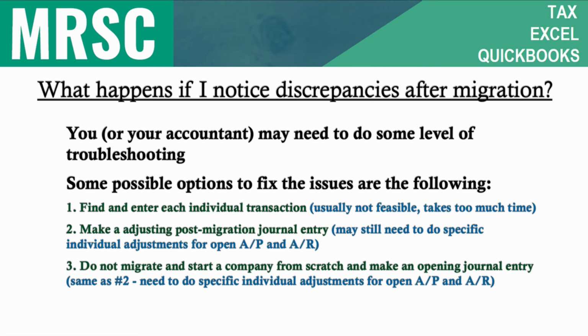Now, the third option is essentially not to do the migration, not to bother with it, and just start off your company from scratch by having an opening journal entry, which basically is going to replicate all of the information that is on your QuickBooks Desktop trial balance. But you got to keep in mind that similar to option number 2, you need to do some maneuvering or some extra data entry with regards to the AP and AR so that you can have your AP and AR reports and open invoices and bills correct.